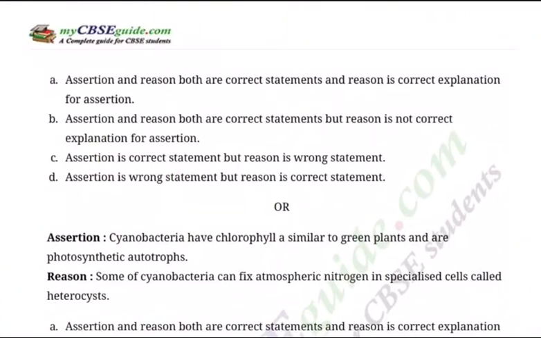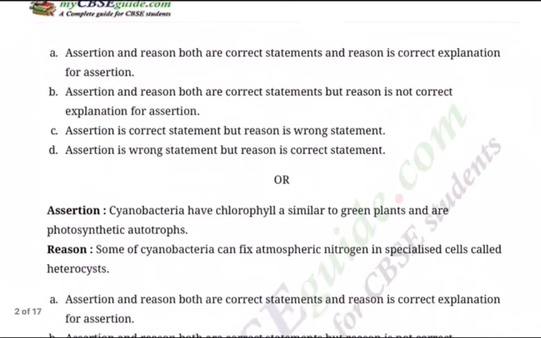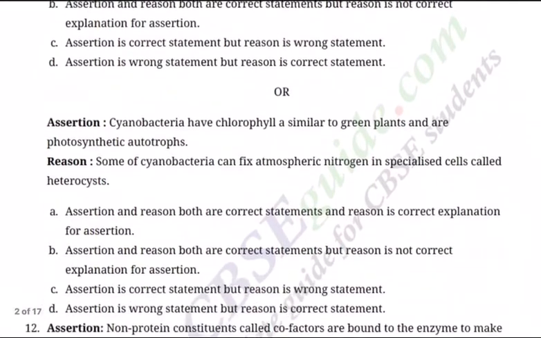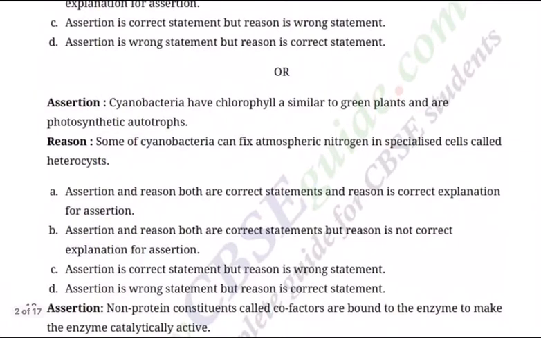Reason: Euglena cannot be classified on the basis of the two kingdom system. The choices are: A, if assertion and reason both are correct statements and reason is the correct explanation for assertion. B, assertion and reason both are correct statements but reason is not the correct explanation for assertion. C, assertion is a correct statement but reason is a wrong statement. D, assertion is a wrong statement but reason is a correct statement. You get a choice for the 11th question.